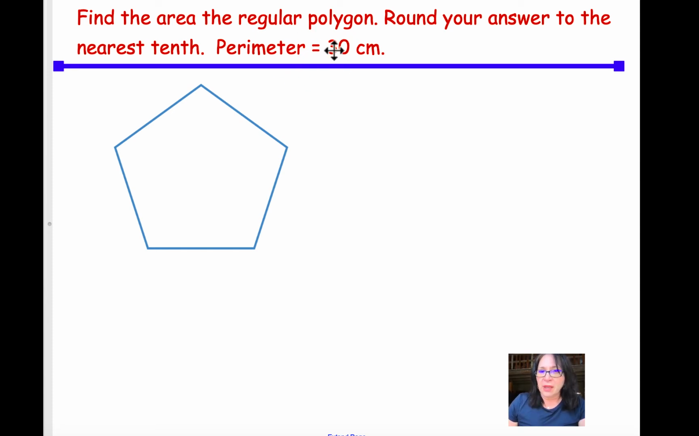Find the area of a regular polygon. This looks like a pentagon because it has 5 sides. It tells me that my perimeter is 30. So if I take 30 and I divide it by 5 sides, because it is regular, all sides are equal, each of the length of my sides is 6 units.